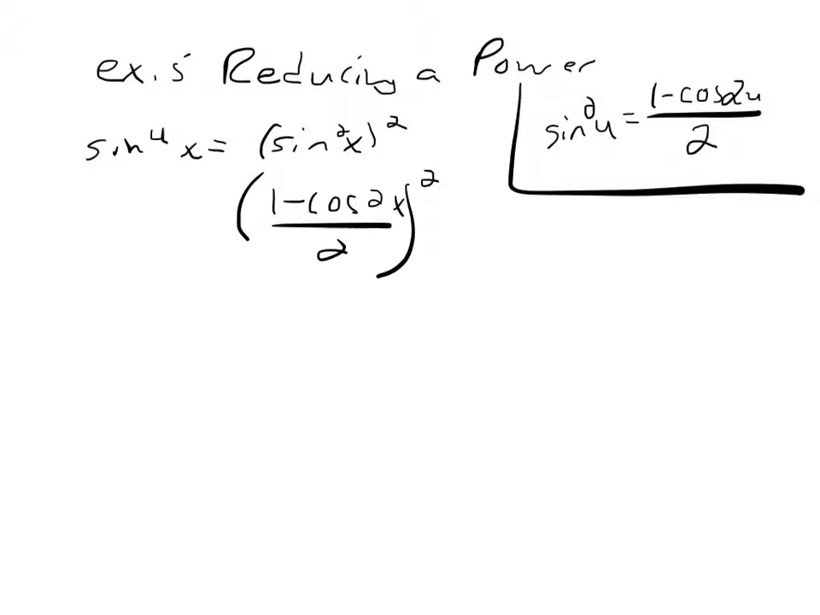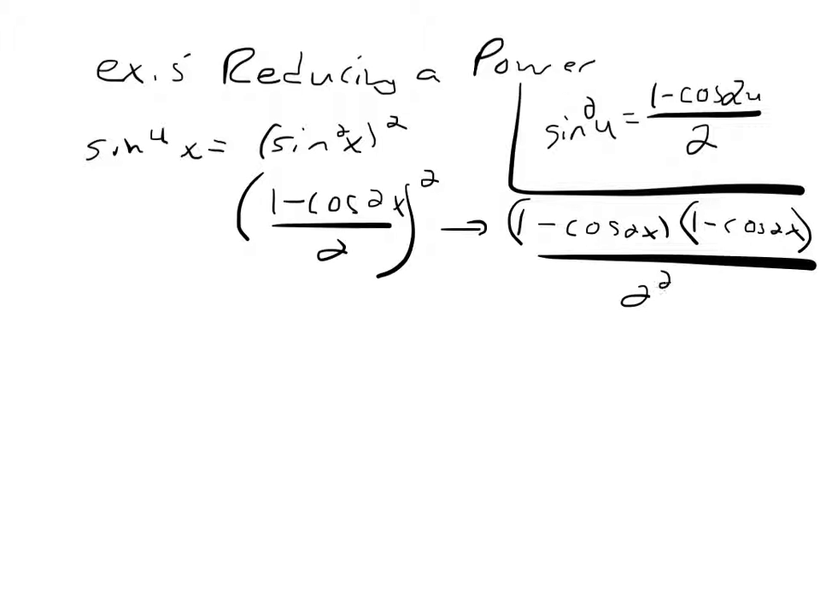Now, if I apply my squared, this means that in the numerator, I'm going to take 1 minus cosine of 2x times 1 minus cosine of 2x, and in the denominator, I'm going to have 2 squared. So my denominator basically becomes 4, and my numerator becomes 1 minus 2 cosine of 2x plus cosine squared of 2x. I just foiled my two binomials.